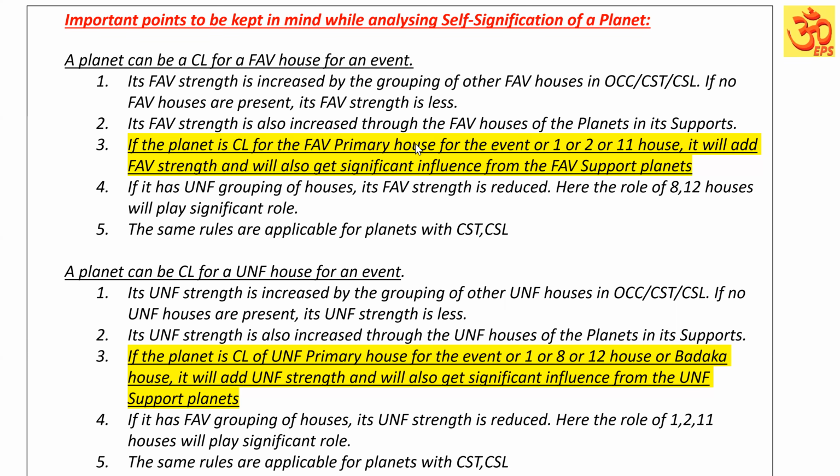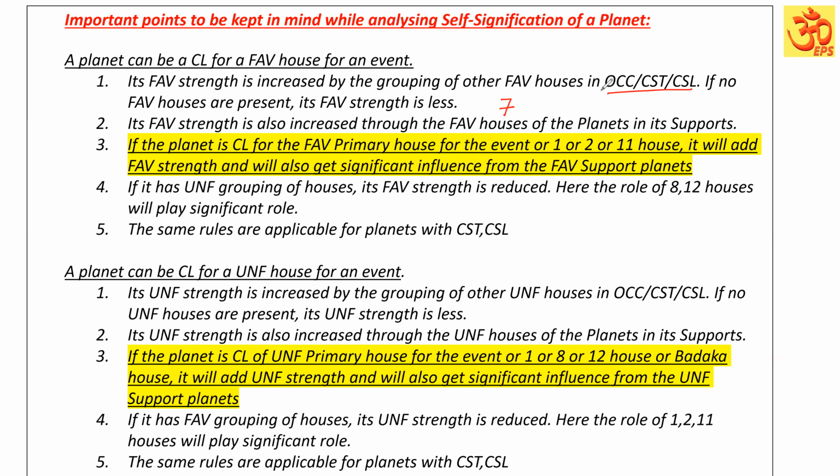A planet can be a cuspal lordship for a favorable house for an event. A planet can be a favorable cuspal lordship planet for an event. Suppose for the event of marriage, the planet can be cuspal lord for, for example, the 7th house. Its favorable strength is increased by the grouping of other favorable houses in OCC, CST, and CSL that we already discussed. If no favorable houses are present, its favorable strength is less.